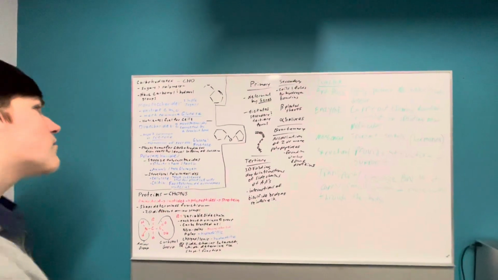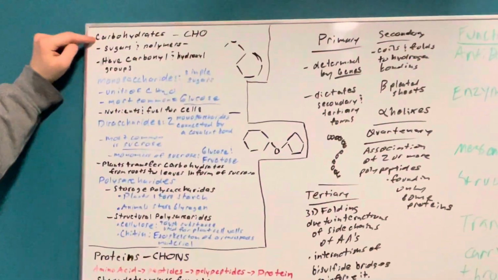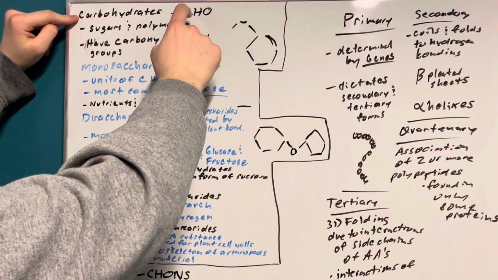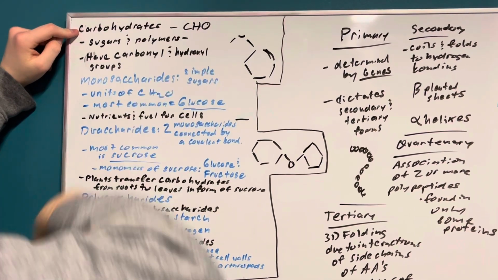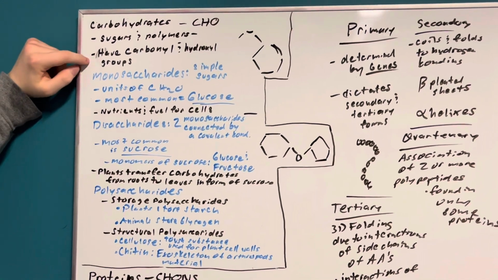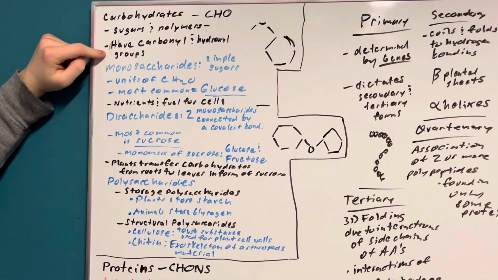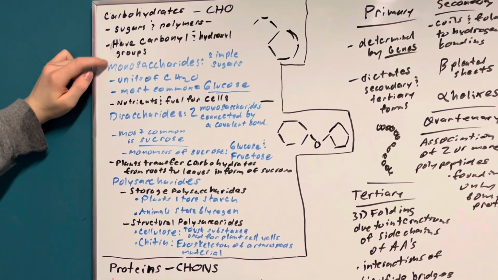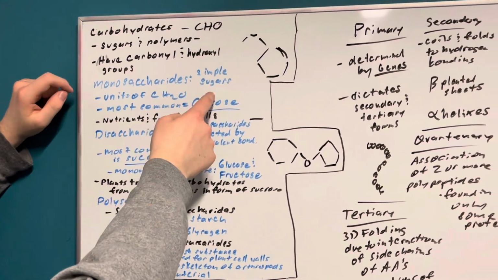This is Unit 1, Macromolecules. To start off, we have carbohydrates. They are made of carbon, hydrogen, and oxygen always. They're sugars and polymers of sugar. They have carbonyl and hydroxyl groups. They are made of monosaccharides, simple sugars.